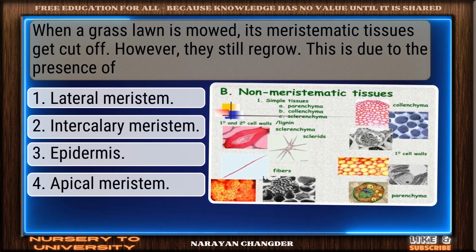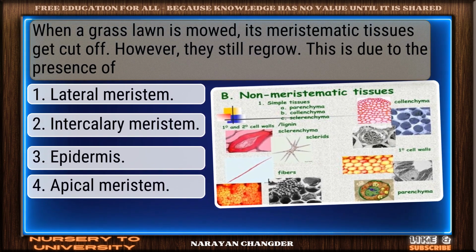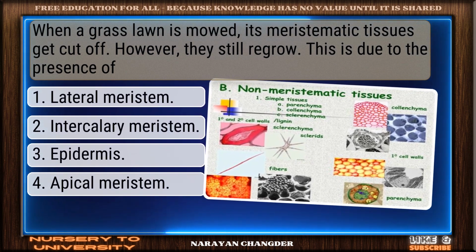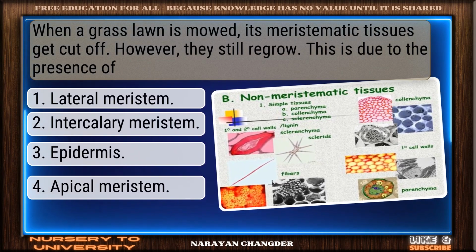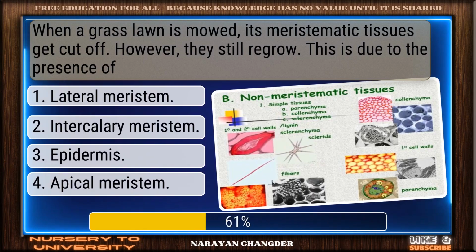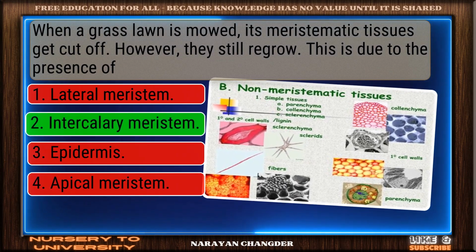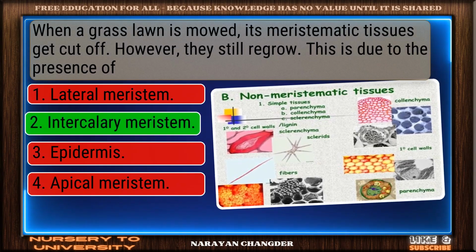Question number 18. When a grass lawn is mowed, its meristematic tissues get cut off. However, they still regrow. This is due to the presence of. Solid response. Intercalary meristem is a valid choice.